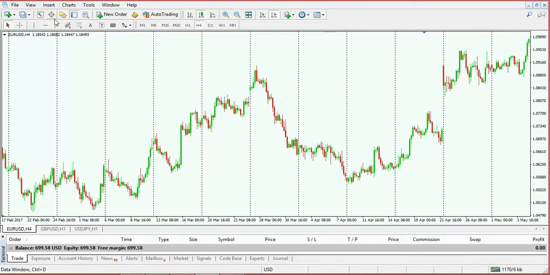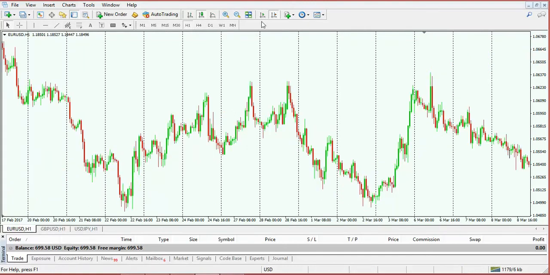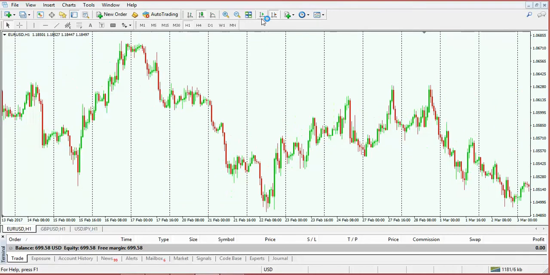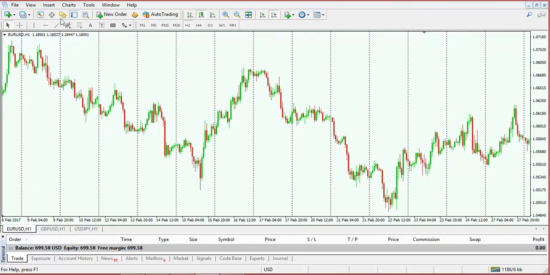Let me see if this would be a good example, like this one. Let's not, we had two touches. Let me see, go back a bit. Okay, we can draw one here. We can see that there is a bearish trend line.